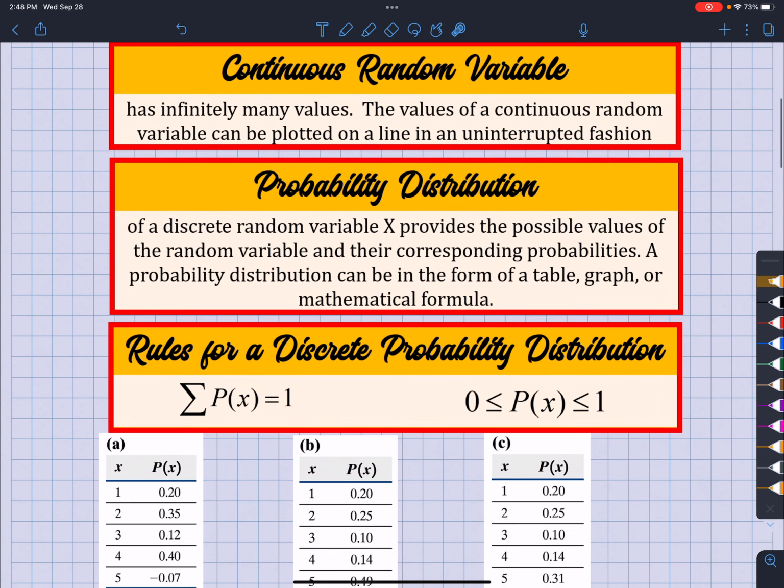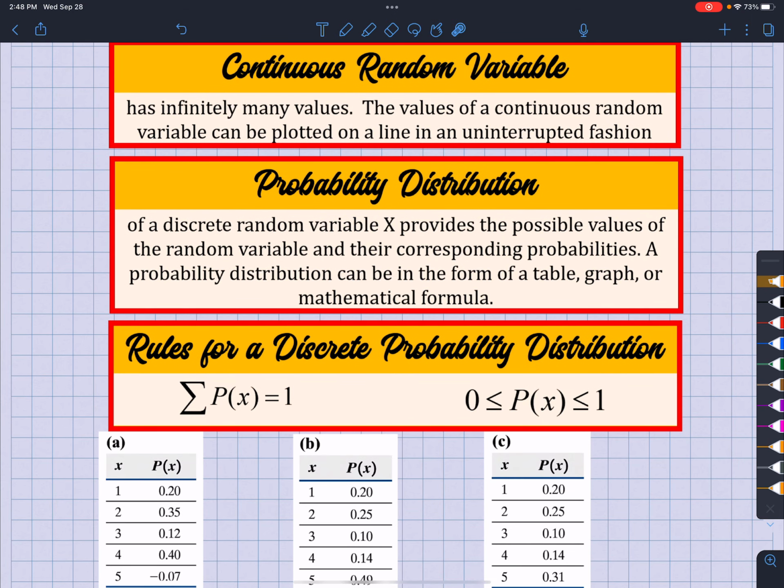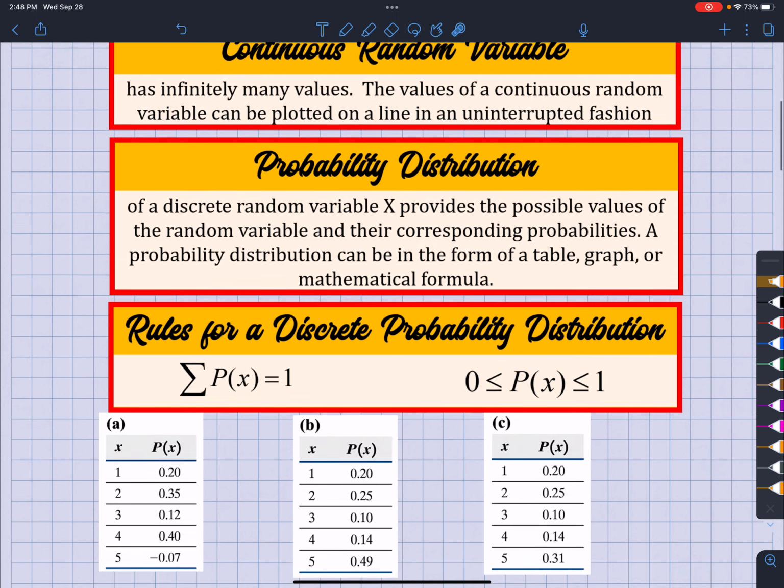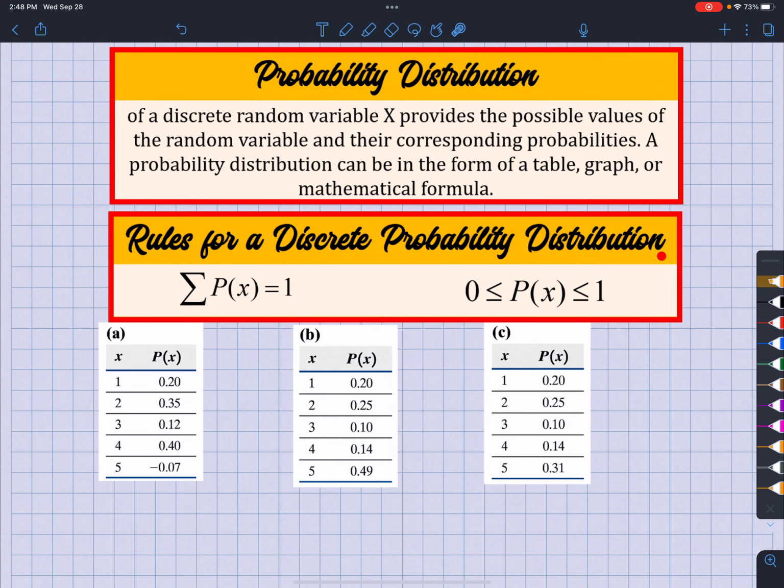A probability distribution of a discrete random variable x provides the possible values of the random variable and their corresponding probabilities. A probability distribution can be in the form of a table, graph, or mathematical formula. The rules for a discrete probability distribution are that the sum of all the probabilities has to equal 1, and each individual probability has to be between 0 and 1.